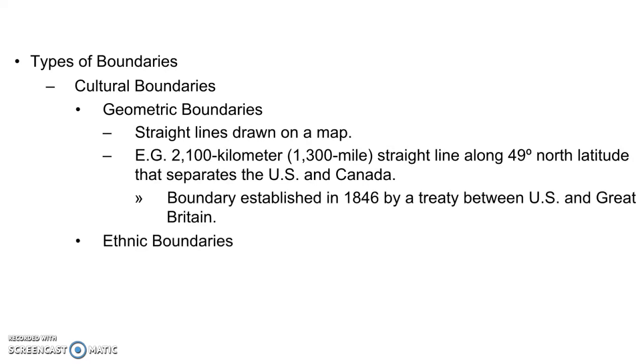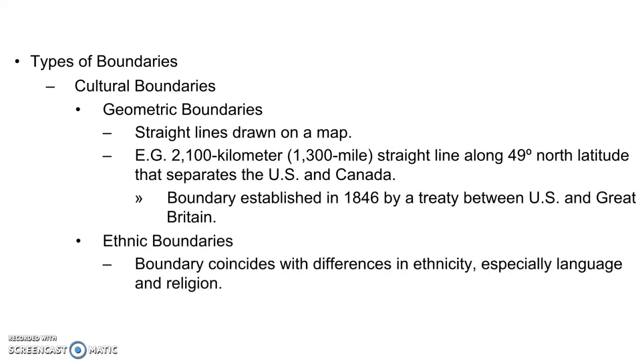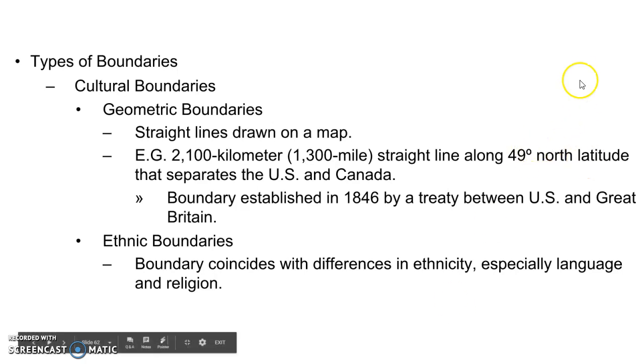So, types of boundaries: geometric, ethnic. Another one is that's a relic boundary. Relic boundary, one of the two. You guys will see that on the test. So now know the relic boundary. I think that's also on the quiz. So geometric: straight lines drawn on a map. Ethnic boundaries coincide with different ethnicities, specifically language and religion.